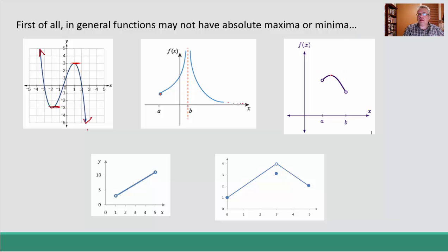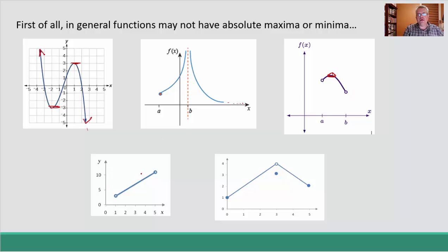This one has an absolute max at this point right here. So there's an absolute max there, but it doesn't have an absolute min because it doesn't include this endpoint. It comes down and approaches that value, but never actually equals that value. So one absolute max, but no absolute min.